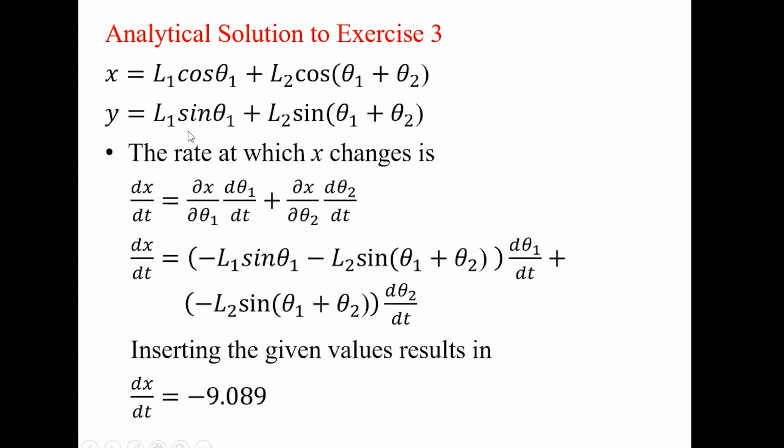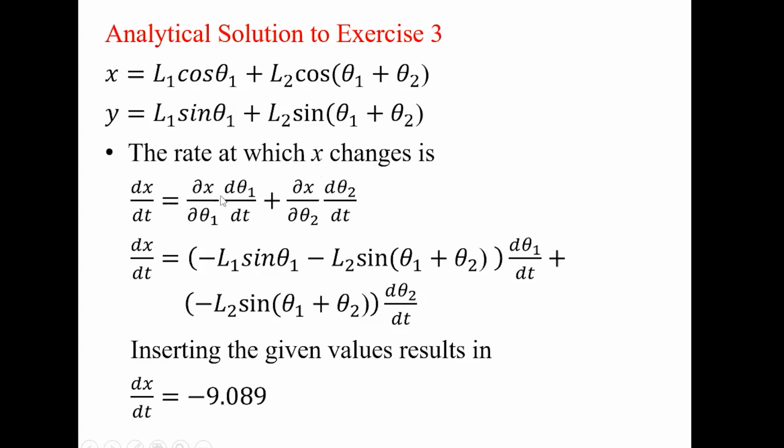This is very interesting. You know why? Because θ1 is changing with time, and θ2 is also changing with time. So the way to approach this is: partial of x with respect to θ1 times dθ1 over dt, like we had in that equation, plus partial of x with respect to θ2 times dθ2 over dt. That is the rate at which x is changing.